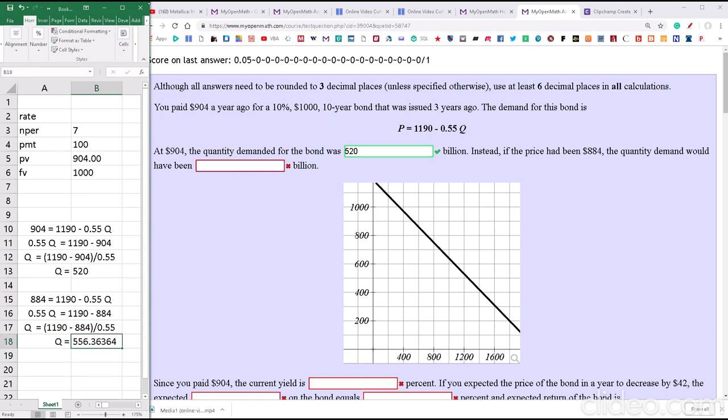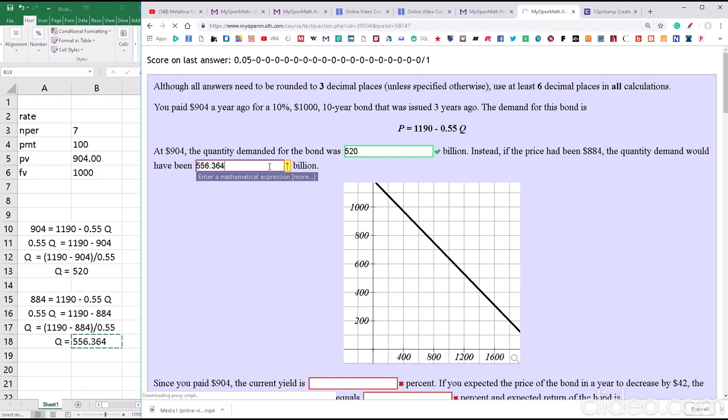And you get $556.364 billion, to 3 decimal places. Okay? And now we've got to plot this point on the graph.